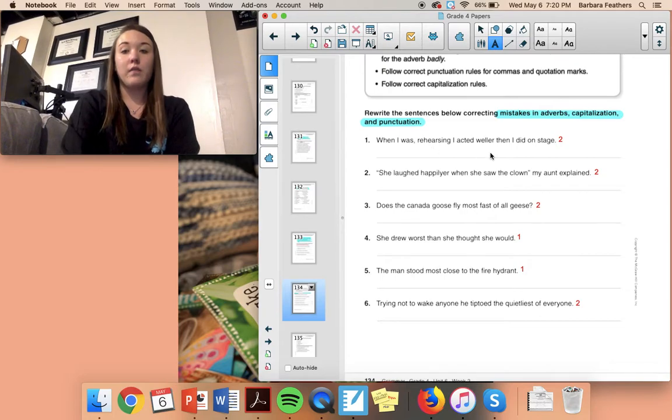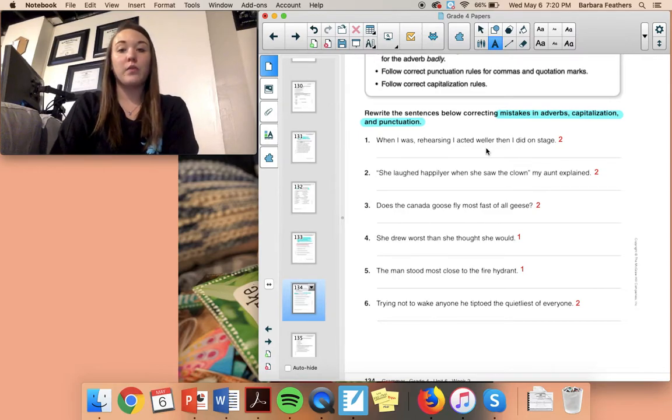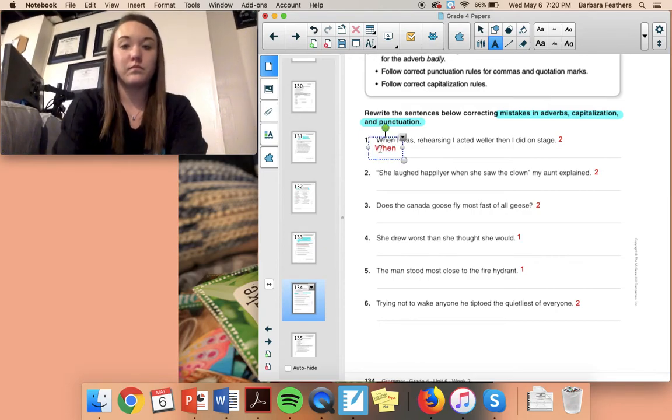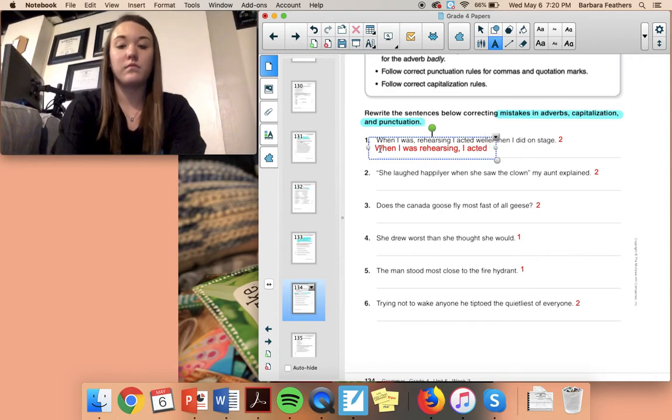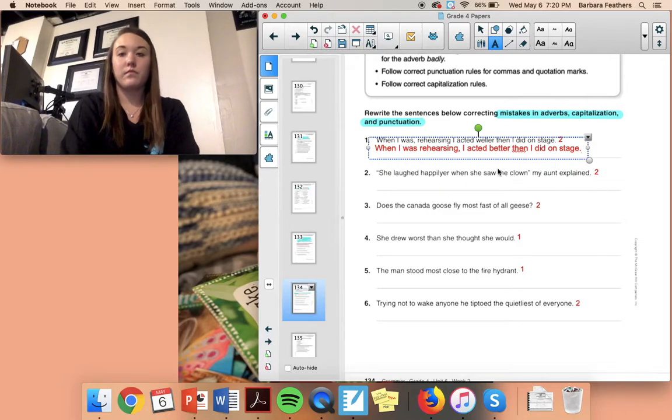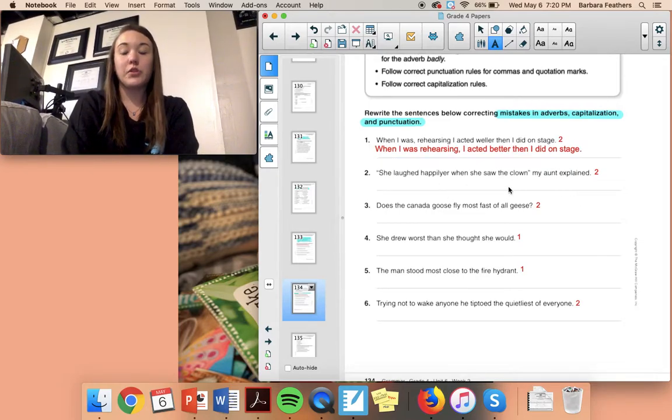The second one is with the word weller. That doesn't even sound right. It should say, when I was rehearsing, comma, I acted better than I did on stage. Number 2 has 2 mistakes. Number 3 has 2 mistakes. 4 and 5 have 1, and 6 has 2.